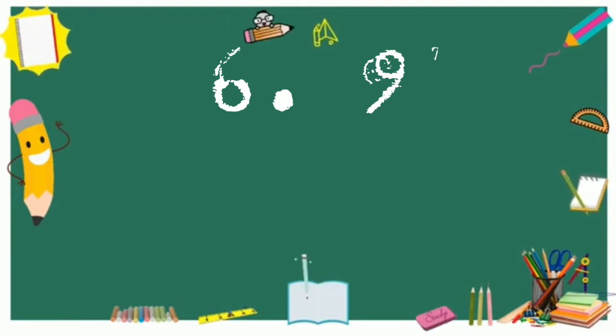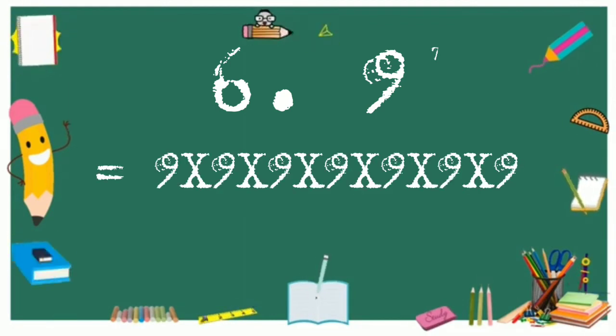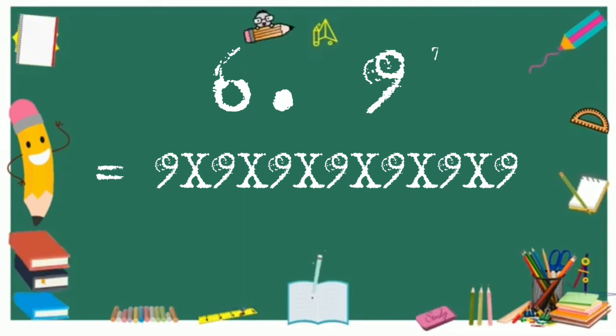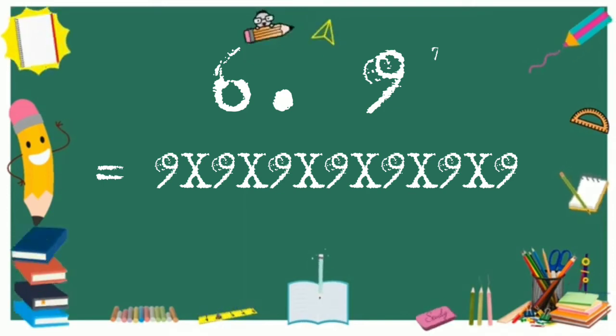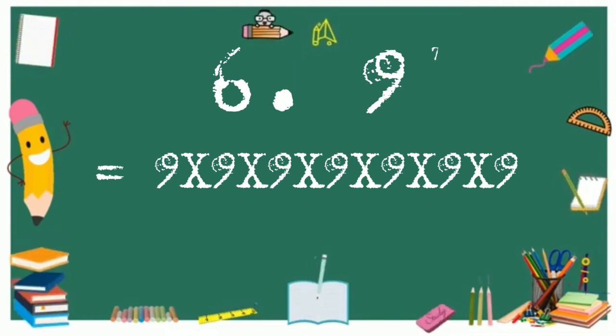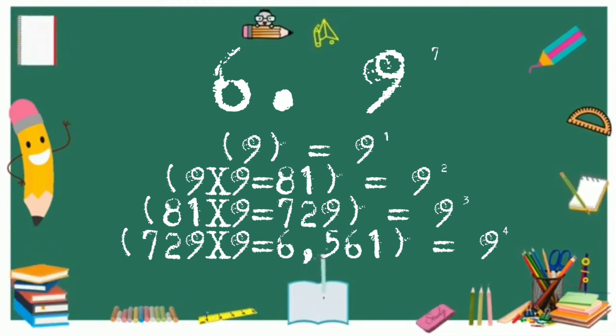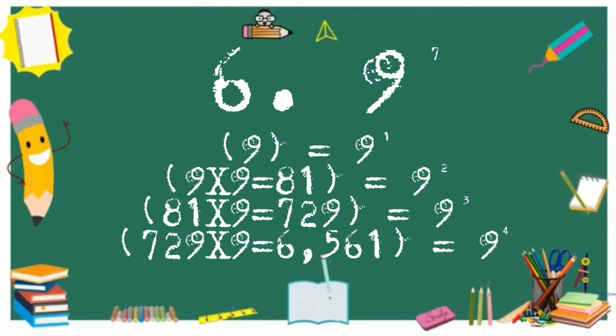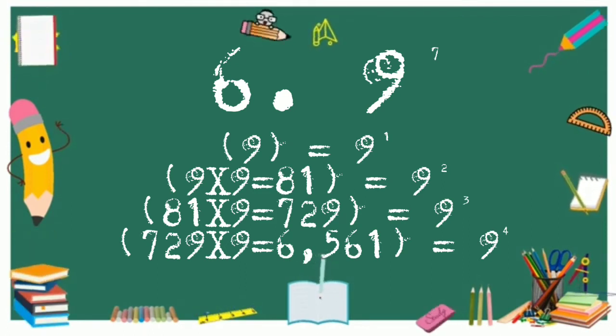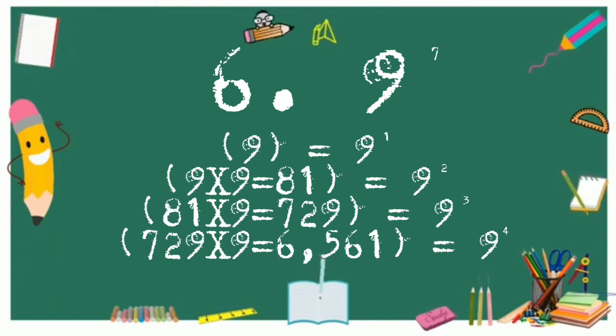9 raised to the power of 7. So we say 9 times 9 times 9 times 9 times 9 times 9 times 9. And then our first here is 9, and it is equivalent to 9 raised to the power of 1. Second, 9 times 9 is equal to 81, and it is equivalent to 9 squared, or 9 raised to the power of 2.